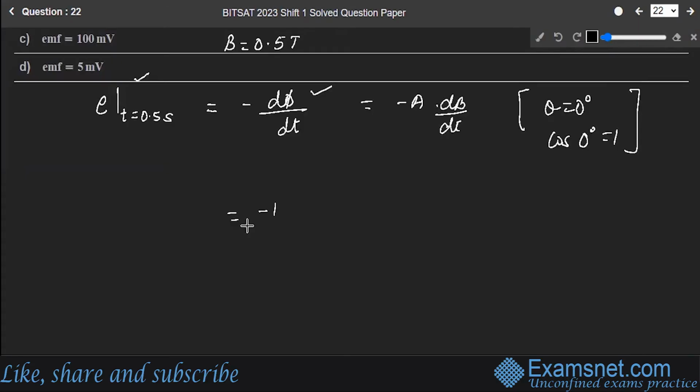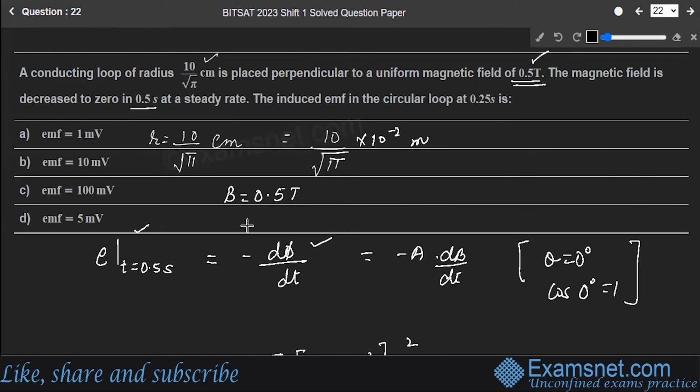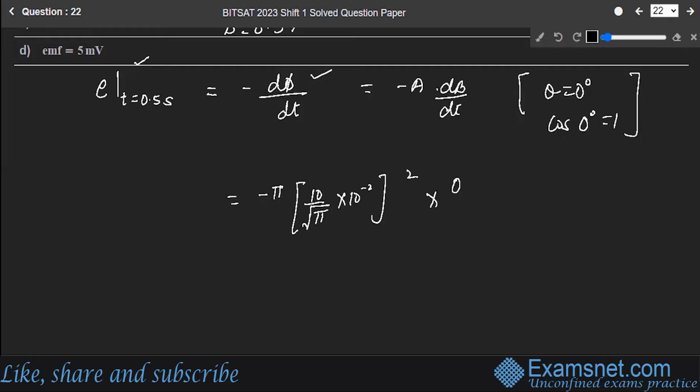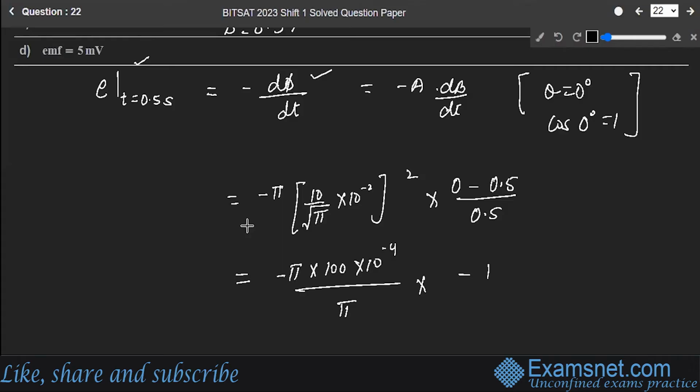So this is equal to minus pi r square into dB. Now it has been changed. This is the uniform magnetic field and it is decreased to 0, so this is the final and this is the original, initial one. So this is 0 minus 0.5 and the time taken is 0.5 seconds. Hope you understood this. So finally, this is equal to minus pi into 100 into 10 power minus 4 upon pi into minus 1.